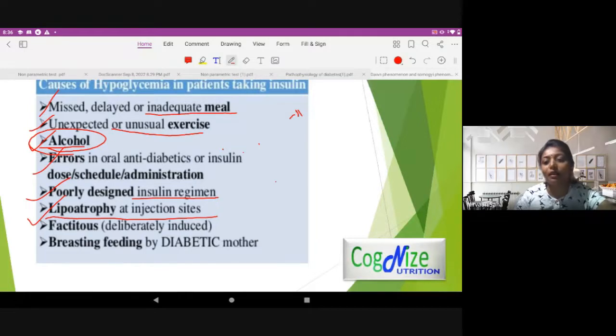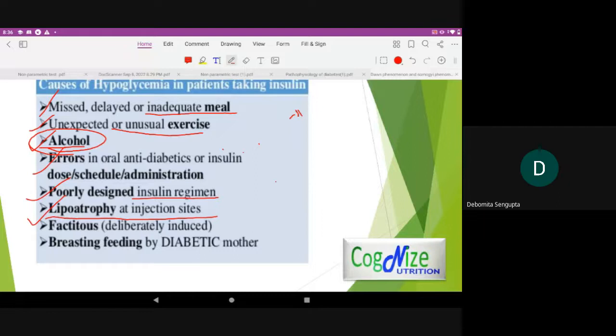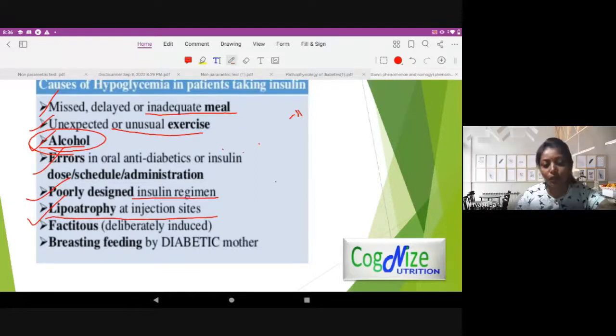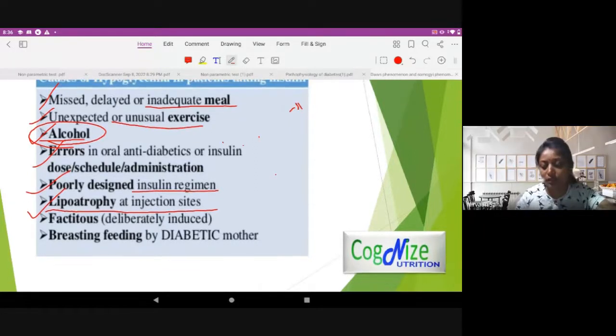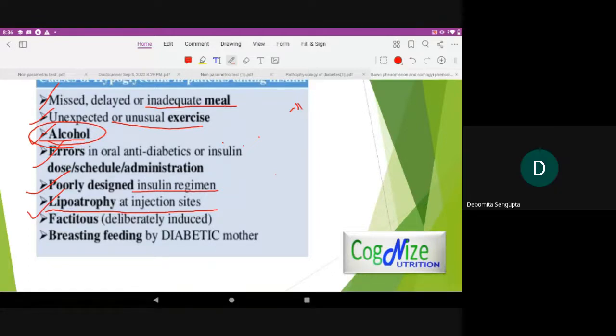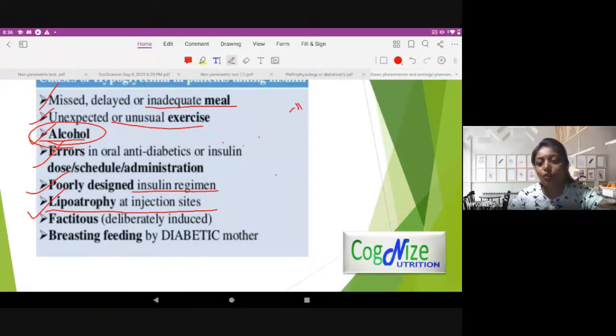Anyone else? Blackish in color, but what is it actually? Ma'am, what she said is right, and due to it, black patches occur in that area. Right. Okay, anything else you want to add?